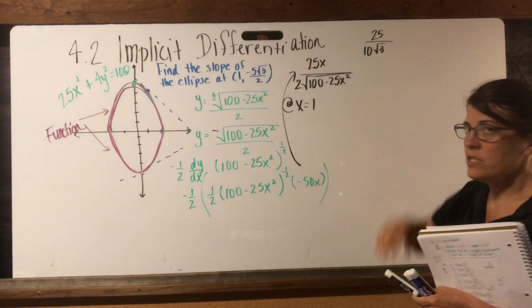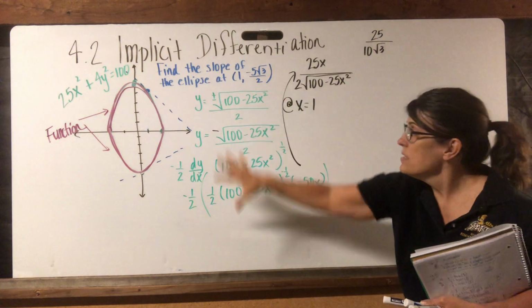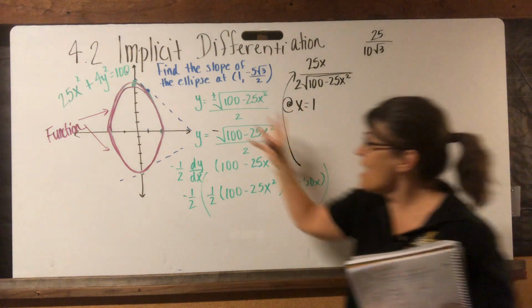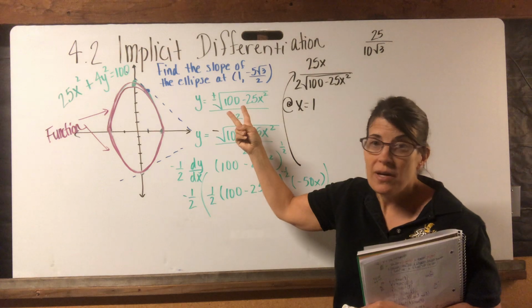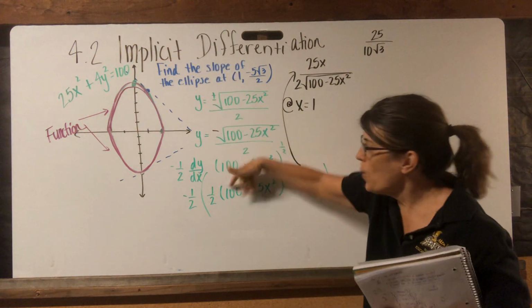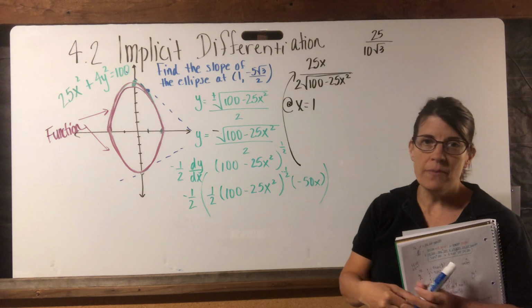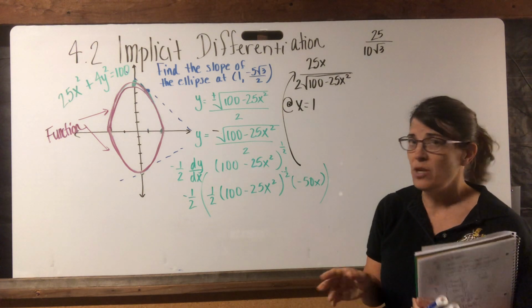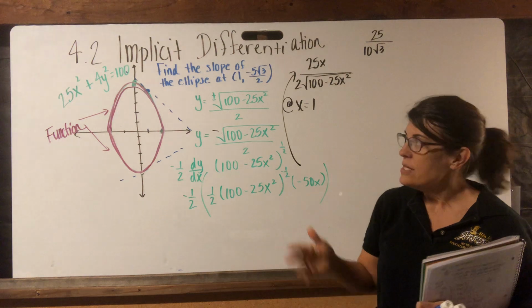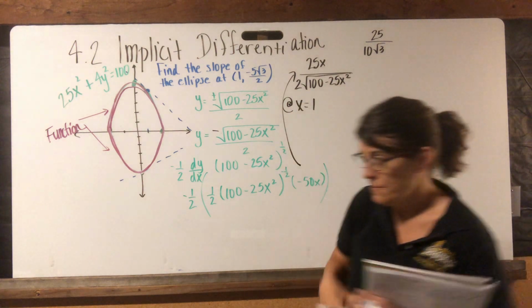You get 25 over 10 root 3. This is a royal pain in the butt. I had to solve for y, and I did it for you. Solve for y. Which equation do you want to use? Then plug in x is 1, whatever. Okay, that's not going to be a good method 9 times out of 10. So what do you do instead?